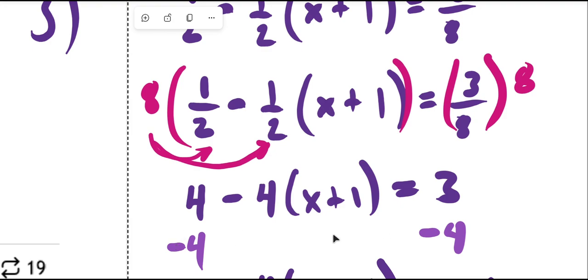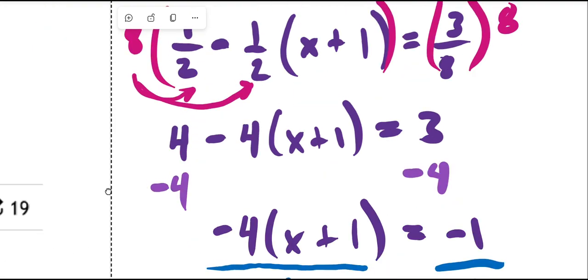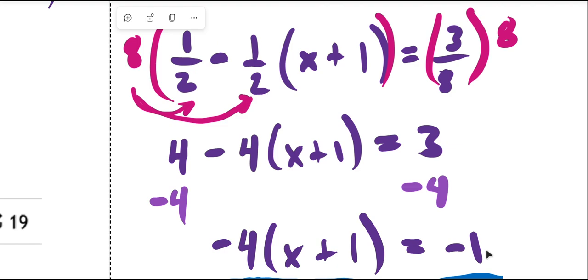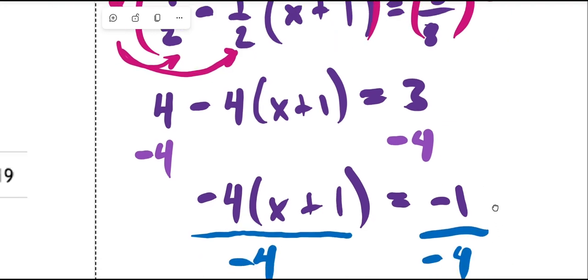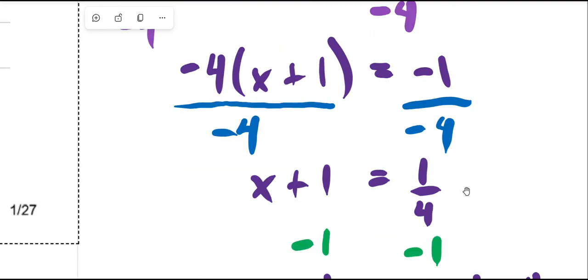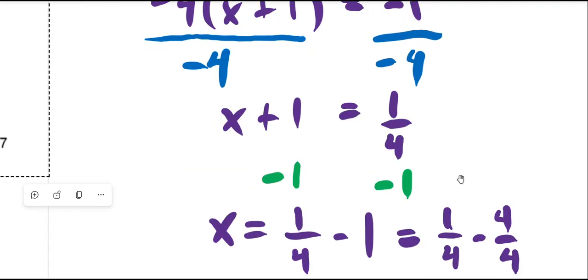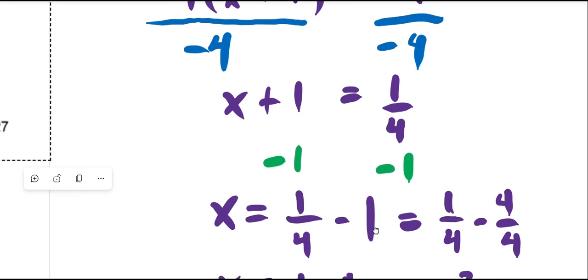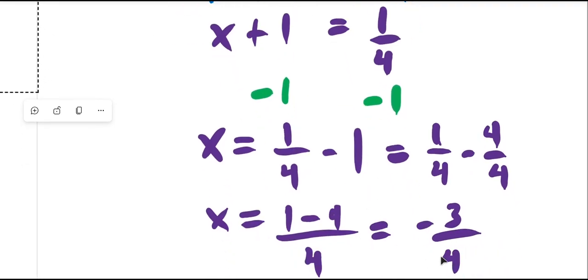If we minus 4 from both sides, say, we then get negative 4x plus 1 is equal to minus 1. Divide both sides by minus 4. And we're going to wind up with x plus 1 is equal to a fourth. I can then subtract 1 from both sides, and simplifying this fraction, just remember how to get like bases, and we'll see that that's going to have to be negative 3/4.